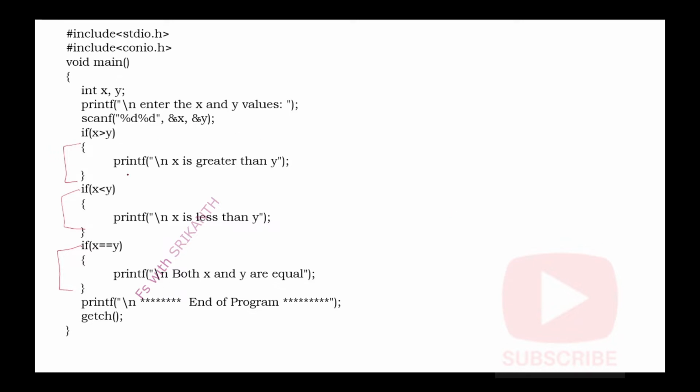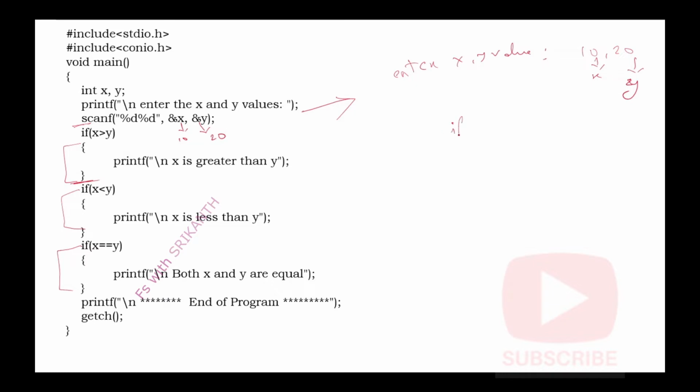In the first statement, the first printf statement is evaluated: enter x and y values. Suppose I am entering 10 and 20. Here 10 is for x and 20 is for y, which means the x value is stored as 10 and the y value is stored as 20. Then the first if block will be evaluated, and it checks the condition.